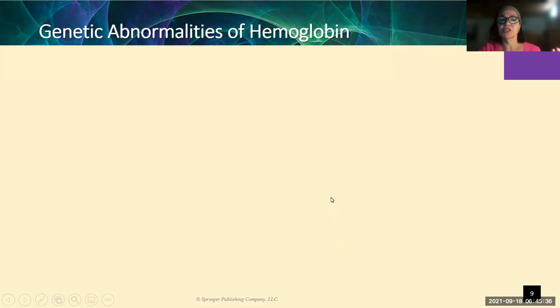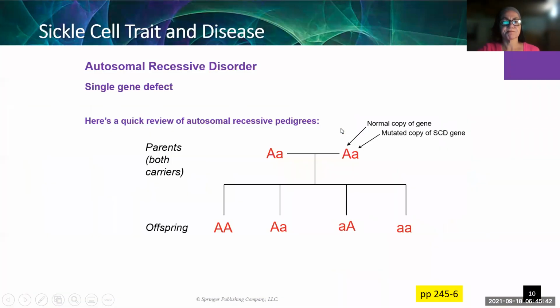All right, so some genetic abnormalities of hemoglobin. The buff colored background indicates we're switching topics a little bit. We're going to cover 2 main genetic abnormalities. The first one is sickle cell disease, sickle cell trait. We're going to do a little genetics review.